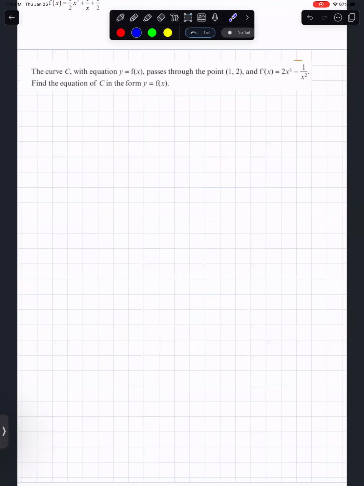Let's take a look at this example. The curve C with equation y equals to f of x passes through the points 1 and 2, and f prime of x is equal to what? 2x cubed minus 1 over x squared. So find the equation of C in the form of y equals to f of x. So that is what we are looking at. So we have our equation f prime of x is equals to 2x cubed minus 1 over x squared. So we have to integrate that.